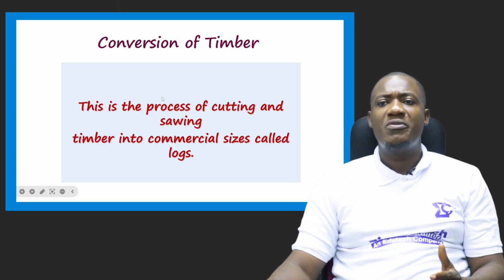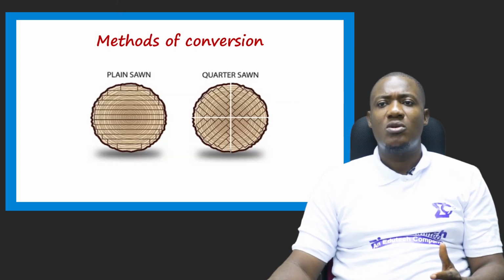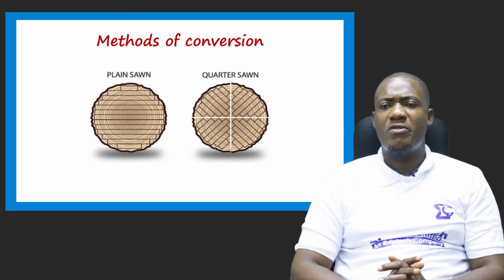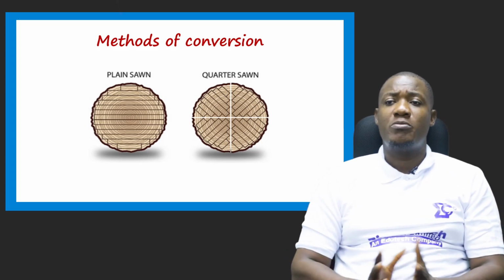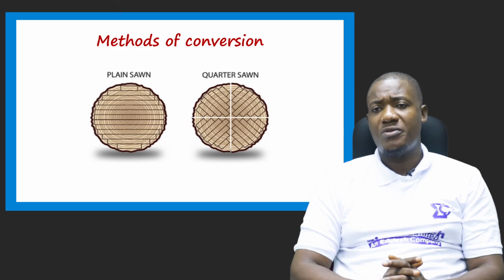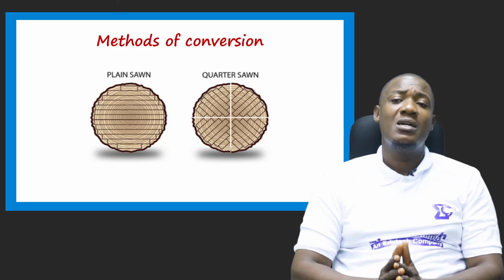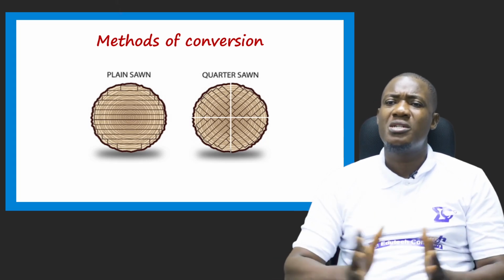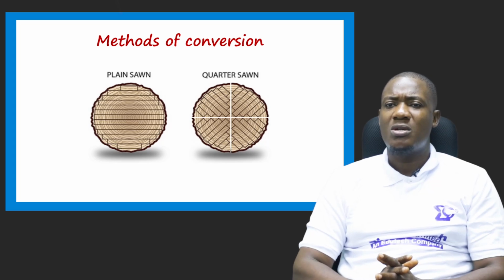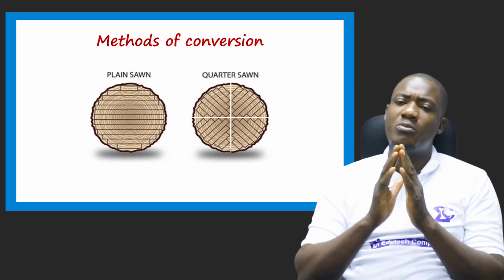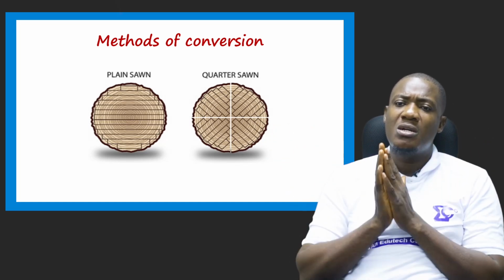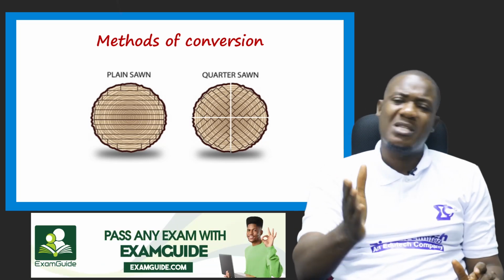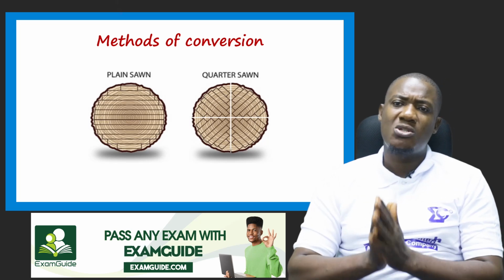We have different methods of conversion of timber, but we're going to talk about two very common methods. Number one is called the plain sawn method, and number two is called the quarter sawn method. The plain sawn method, just as the name implies, is a way of converting the log without considering the grain of the timber. You just saw planks without considering whether it is along the grain or not. That particular method is called the plain sawn method.